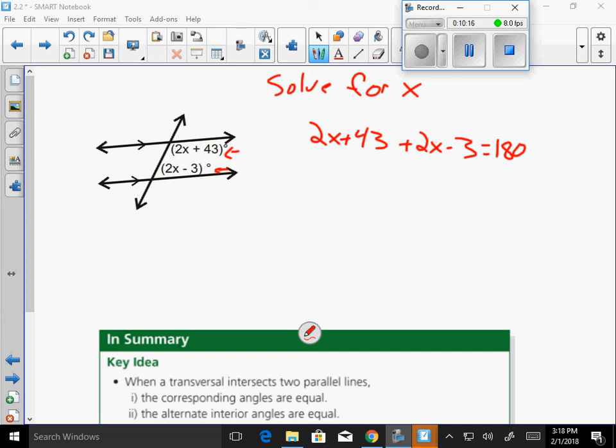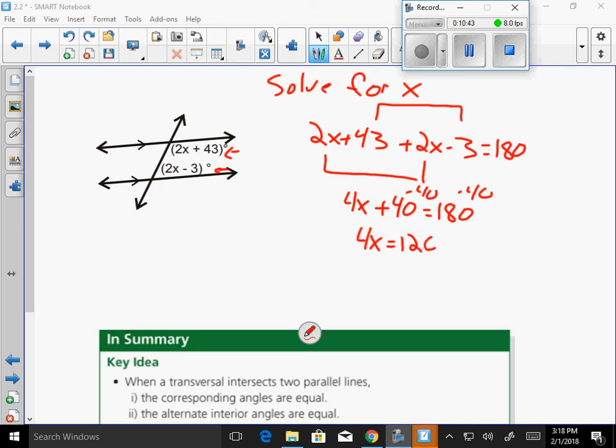That's really straightforward. You just combine like terms and then figure everything out. So 2x plus 2x is 4x. 43 minus 3, that's just 40. And now I just isolate and solve. So I subtract the 40 from both sides. And then I divide everything by 4. So x is going to be 30.